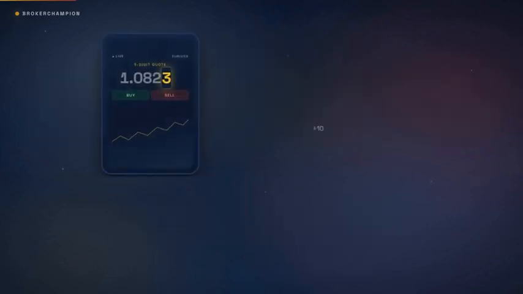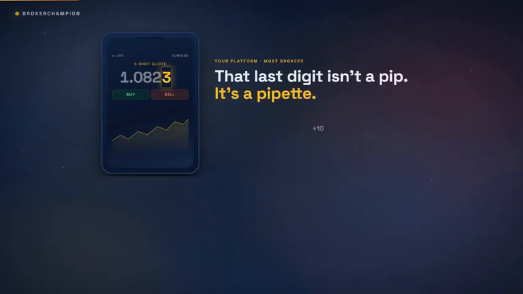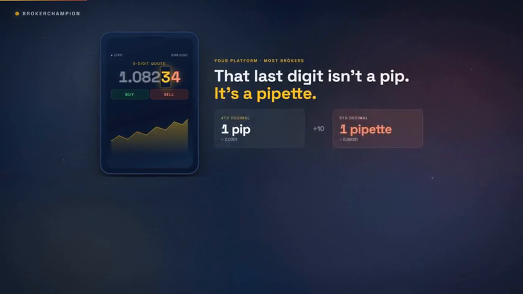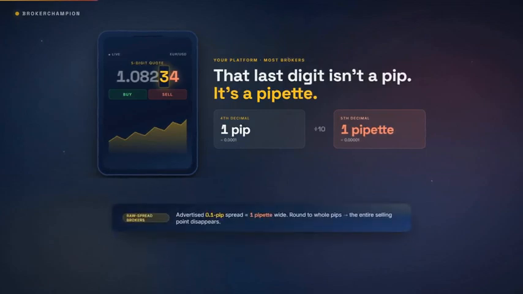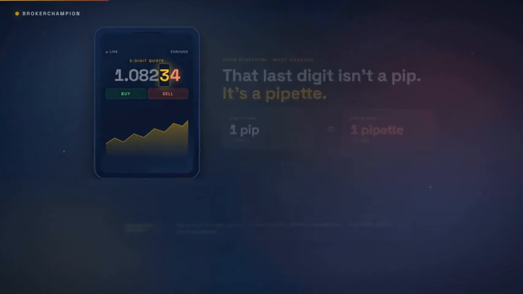But first, look at your platform. Euro USD probably shows 5 decimals, 1.08234. That last digit isn't a pip, it's a pipette, 1/10 of a pip. Brokers started quoting in pipettes because spreads got too tight to express in whole pips. When a raw spread broker advertises a 0.1 pip Euro USD spread, they're really telling you it's 1 pipette wide, the 5th decimal. Round that to whole pips and you've erased the entire selling point of the account.